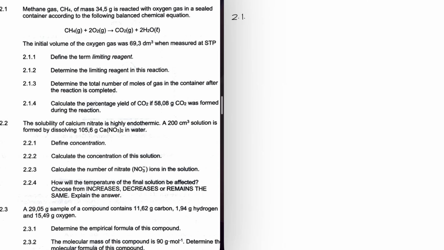So let's go ahead first and calculate the information that we can. So CH4, I'm going to calculate number of moles. That's going to be mass divided by molar mass. So the mass that they've given us is 34.5, and the molar mass is 16. And that's going to give us 2.16 moles.